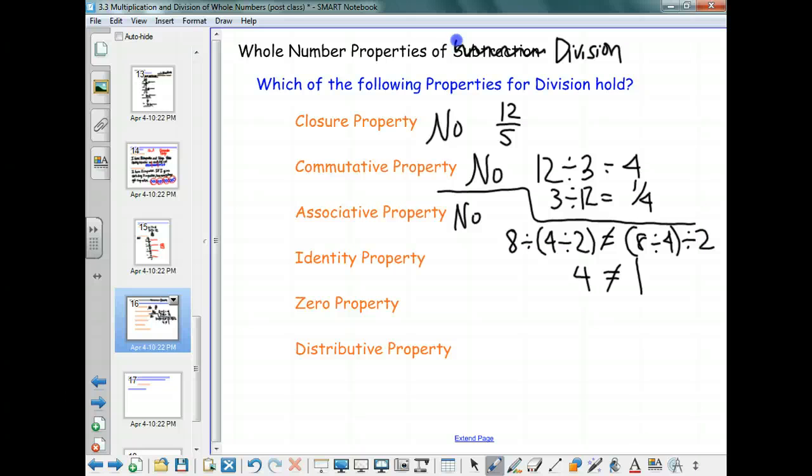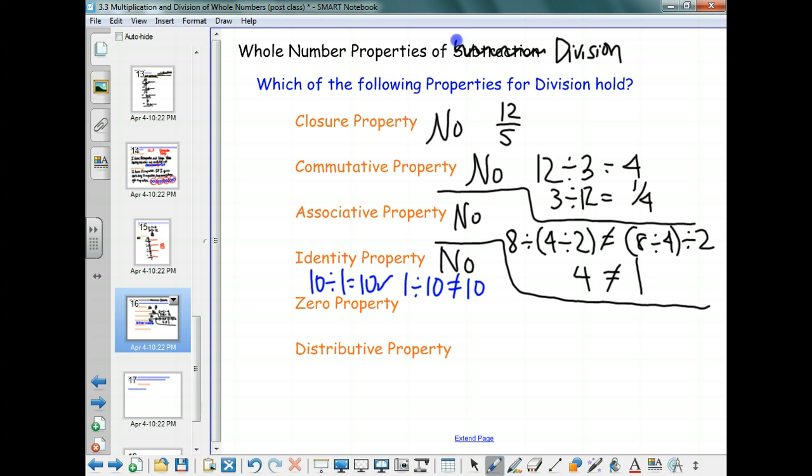Identity property. Yes? Well, no. Why no, Beth? Because if we do 1 divided by 10, that's not 10. Right, so 10 divided by 1 would be okay. I'm happy with that. But if you do it the other direction, which has to hold as well, 1 divided by 10 does not equal 10, and so that causes a problem, doesn't it? So that doesn't hold.